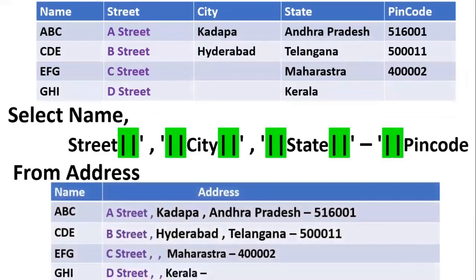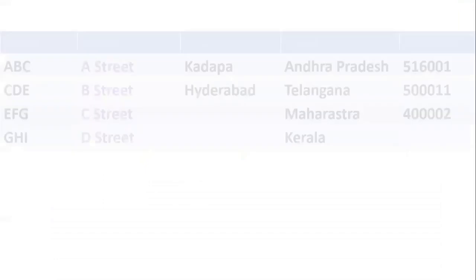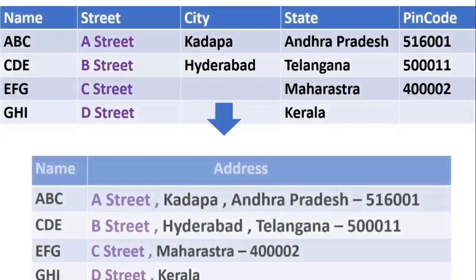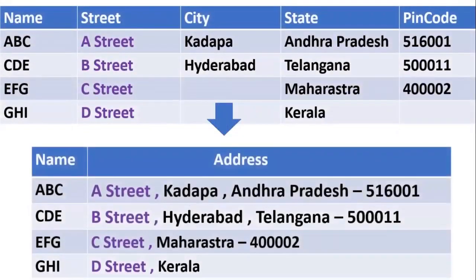For the first two records, there will be no issues because all have values. For the third and fourth records, we don't have the city and pin code. When you apply the same logic, it would be awkward. If you see the third one, C street, two commas are there. And in the fourth one, two commas and a hyphen are there because it doesn't have the pin code. It looks somewhat awkward. So our requirement is that if it doesn't have any field, it should be removed, and no comma or no hyphen should be there.